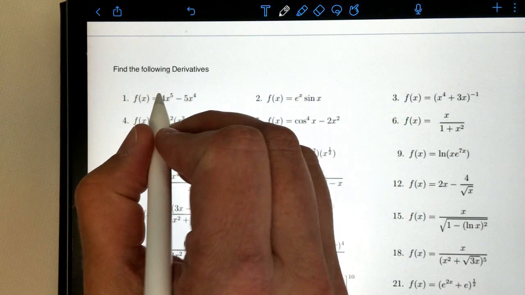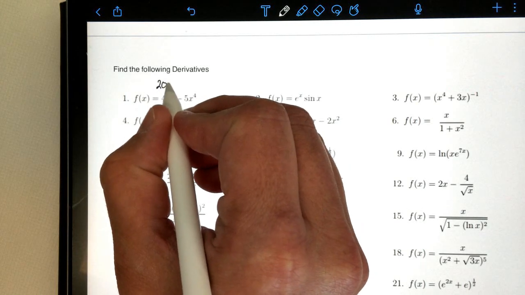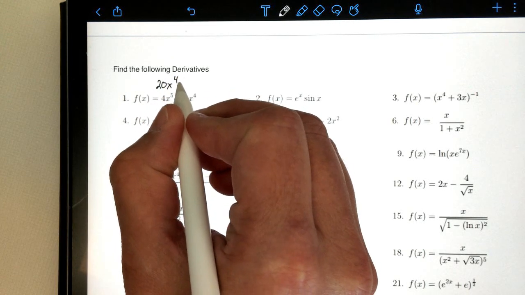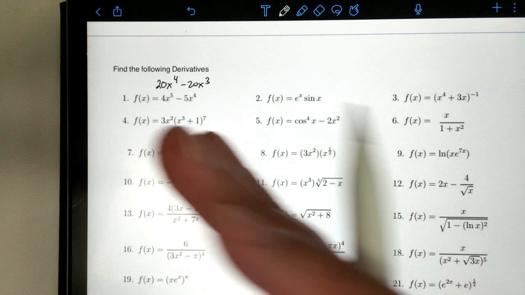So for the first one, we take the derivative. This is just our power rule. That's just going to give us what? 20x cubed to the fourth minus 20x cubed. There it is. There's our derivative. Look, I'm not even writing f prime.